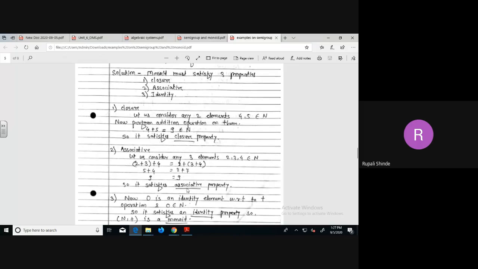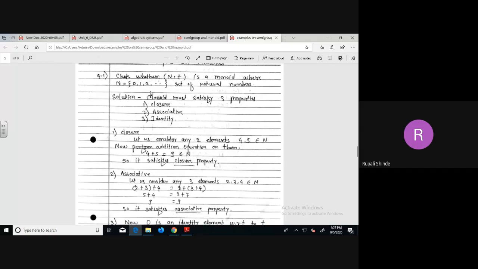Now check for the second property, that is associativity. For that purpose I have to choose any three numbers from this set N. Here I have taken 2, 3, 4, and those belong to N. So apply the associativity property here. First, in brackets, 2 plus 3, plus 4. So again 5 plus 4, that is equal to 9. And RHS: 2 plus, in brackets, 3 plus 4. So again 2 plus 7, that is equal to 9. So we can say that this satisfies the associativity property.